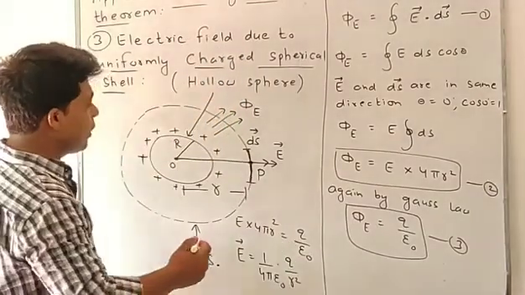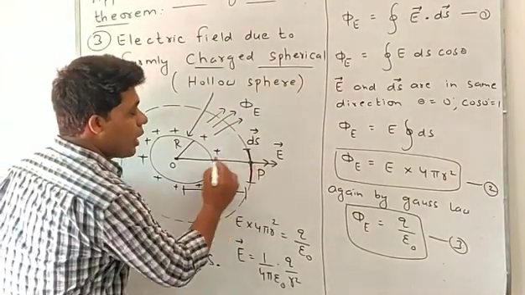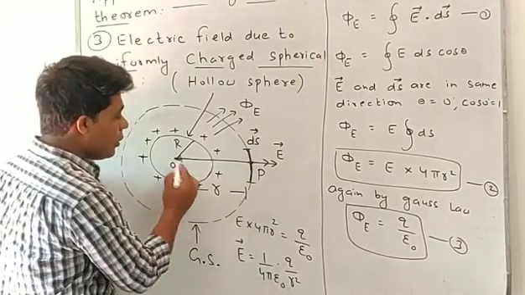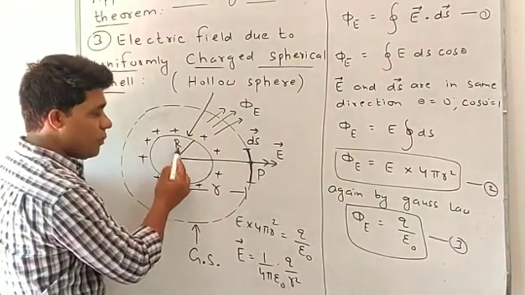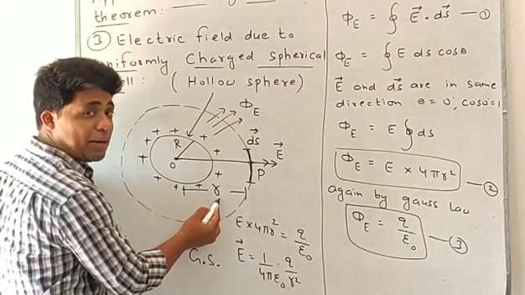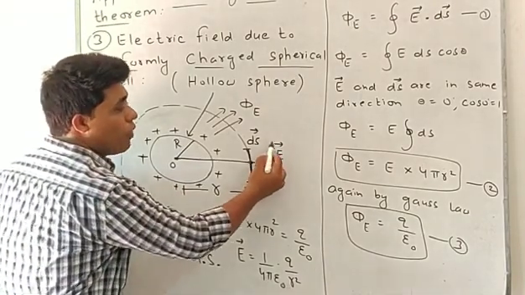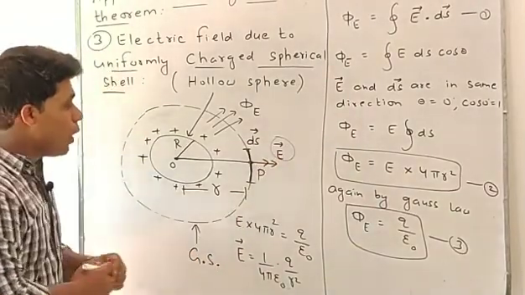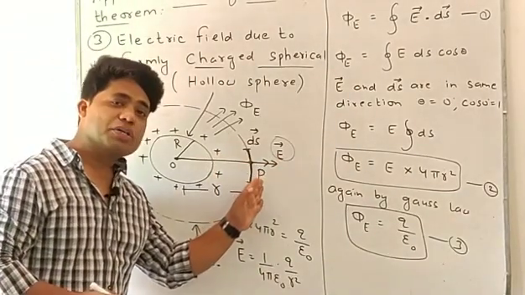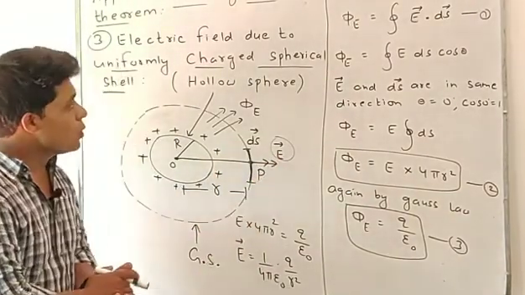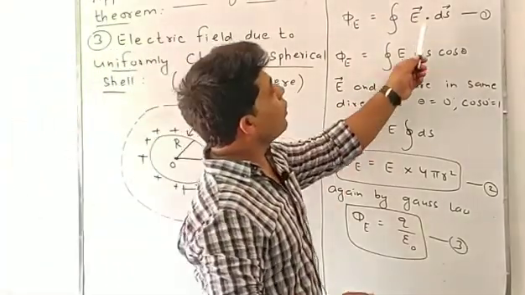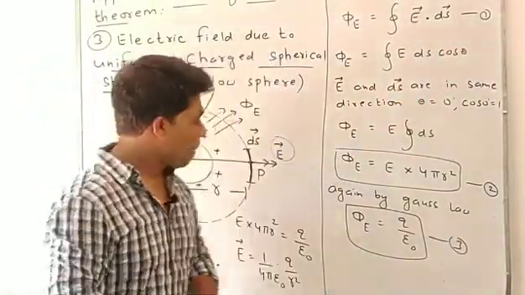First of all, we'll find the electric field when P lies outside the sphere. This is a sphere with radius R. From the center, at a certain distance r, small r, at a particular point P, we'll find the electric field. Now P lies outside the sphere. Okay students, when you expand the dot product, there comes cos theta.